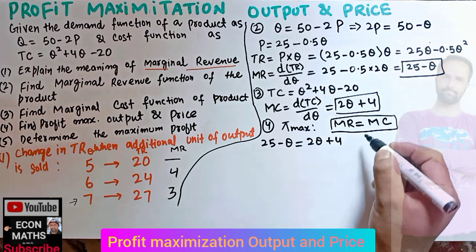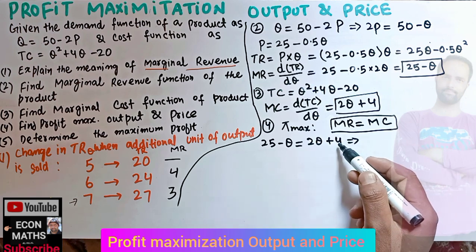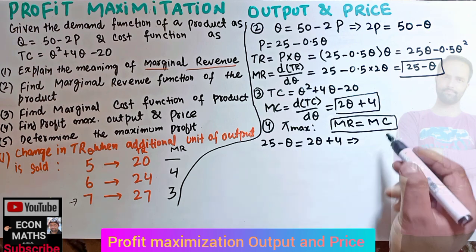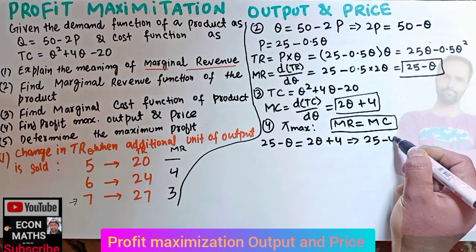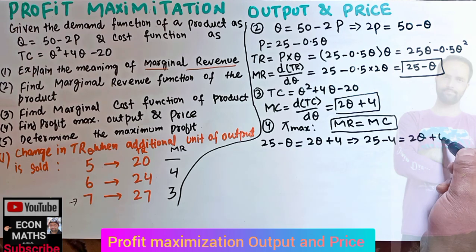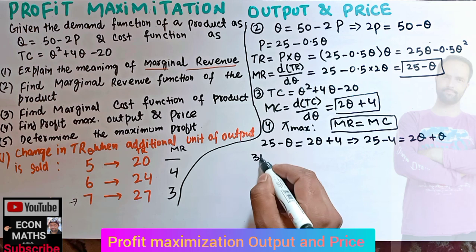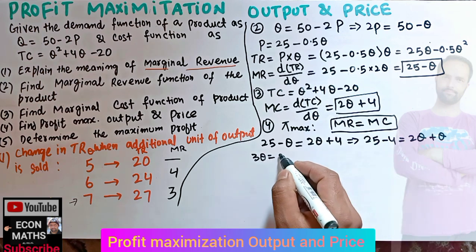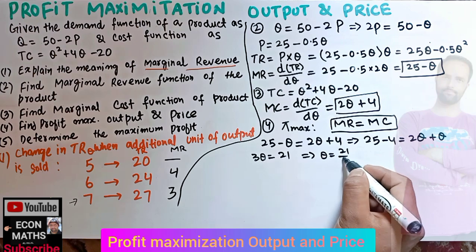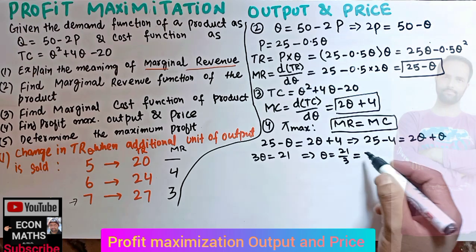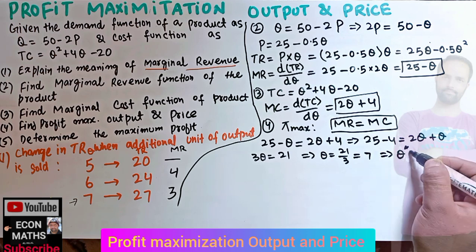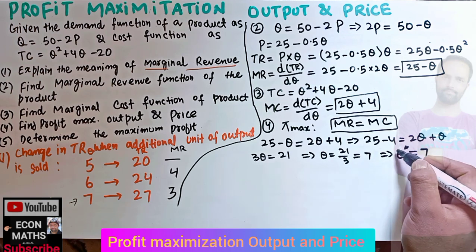So a simple thing we can do: if I transpose this 4, it will become negative here, and this 2q will become positive, so we have 25 minus 4 is equal to 2q. Transposing this minus q, it will become plus q, which gives us 3q is equal to 25 minus 4, which is 21. This implies q is equal to 21 upon 3, which gives us the optimal value of q as 7. That means our profit maximizing level of output will be 7.